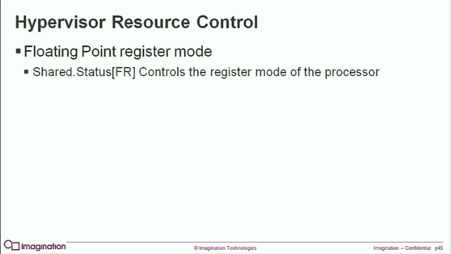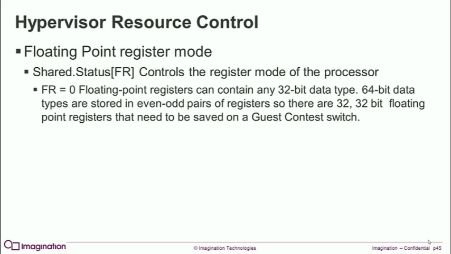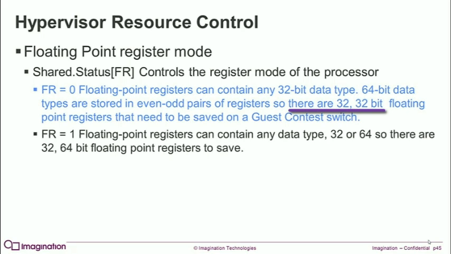The floating point coprocessor is shared by root and guest context, so the hypervisor will need to save the floating point registers on a guest context switch. The hypervisor will need to read the floating point register mode field in the status register to decide if 32 or 64-bit floating point registers need to be saved on a guest context switch. If FR equals 0, there are 32 32-bit registers to save. If FR equals 1, there are 32 64-bit registers to save.